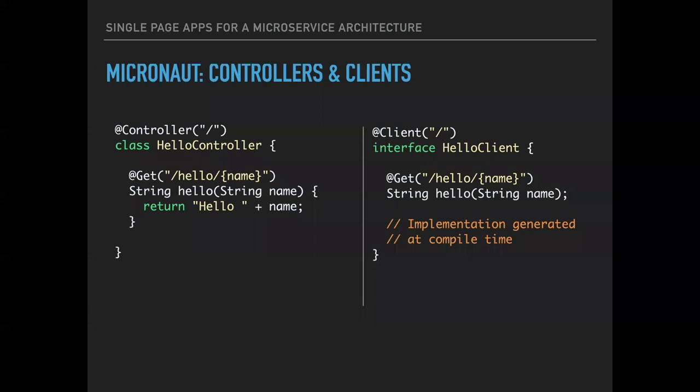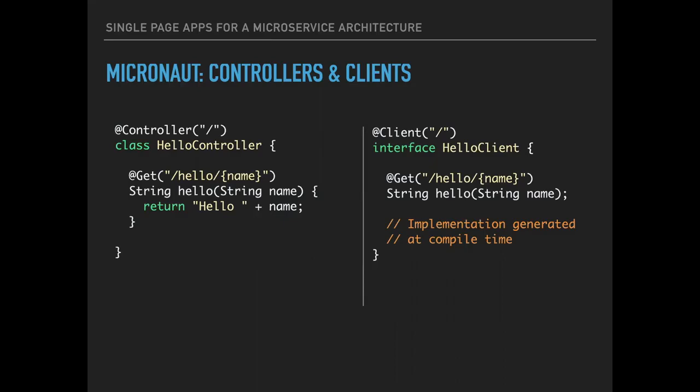So it's looking for a controller at the root context, the root URL, and we have this action defined as a method, but with no implementation. And then with Micronaut's ahead of time compilation, what's going to happen is that when this app that includes the client interface is compiled, an implementation for the HTTP client will be generated at compilation time.